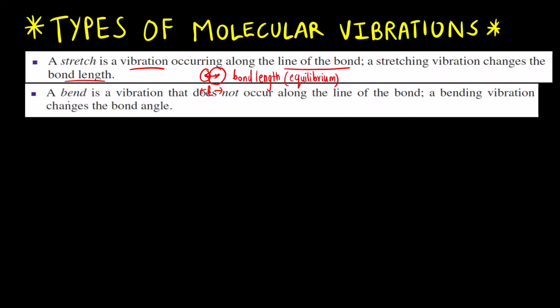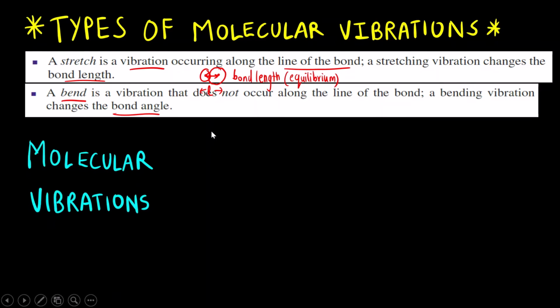Another type is the bending of the bond. What happens in bending? The bond length does not change; what changes is the bond angle. When I bend a particular bond, you will see that the bond angle changes, but the bond length remains the same.